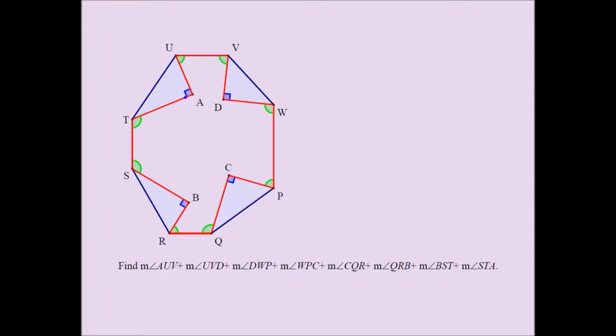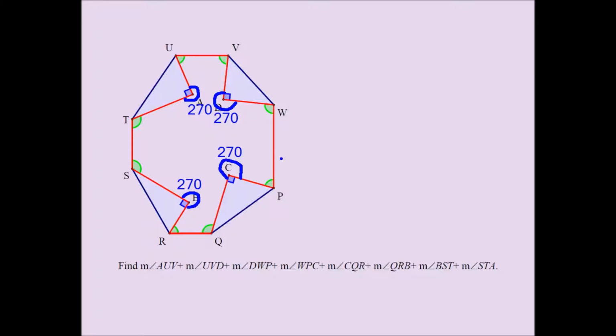If this angle is 90 degrees, this reflex angle has to be 270. This reflex angle has to be 270. Why 270? It's basically 360 minus 90. I'm going to say this is 270. This is 270. This one is also 270. This one is 270, and so is this one.